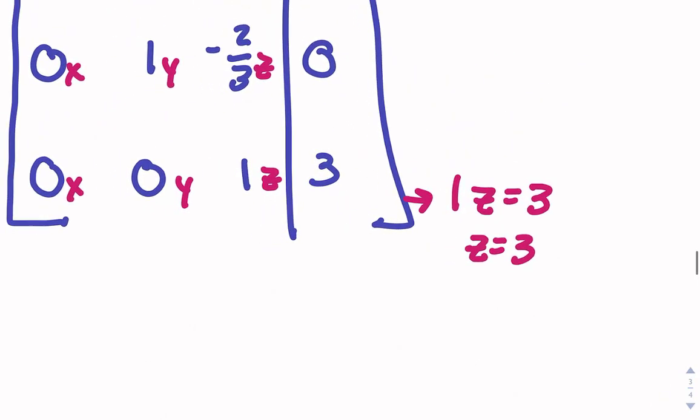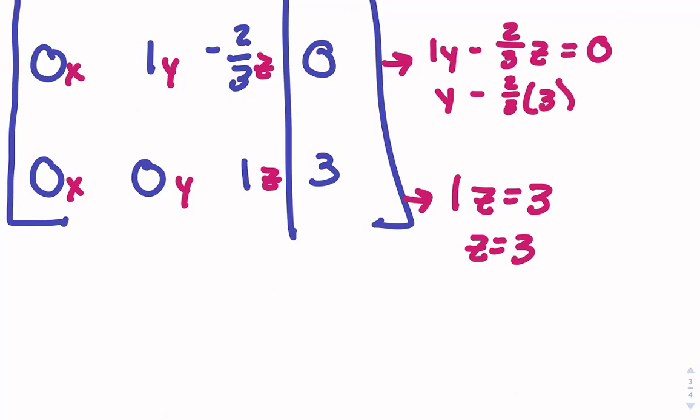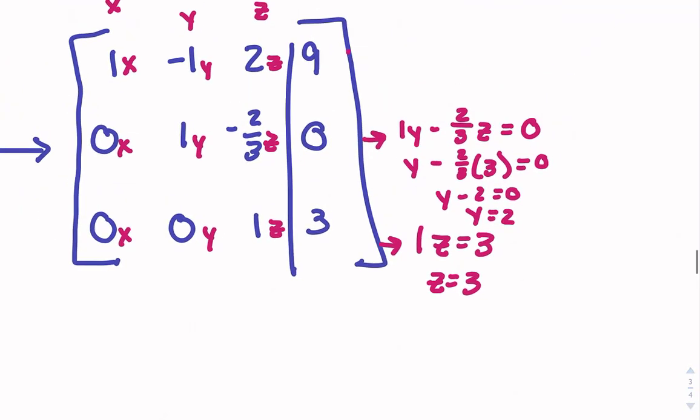Okay, let's go up to row 2 now. Row 2 is saying 0x, which doesn't really matter. And then 1y minus 2 over 3z equals 0. Well, you just solved for z. It was 3. So this would be y minus 2 over 3 times 3 equals 0. So I would get y minus 2 equals 0. Therefore, y equals 2. Last one is this top one.